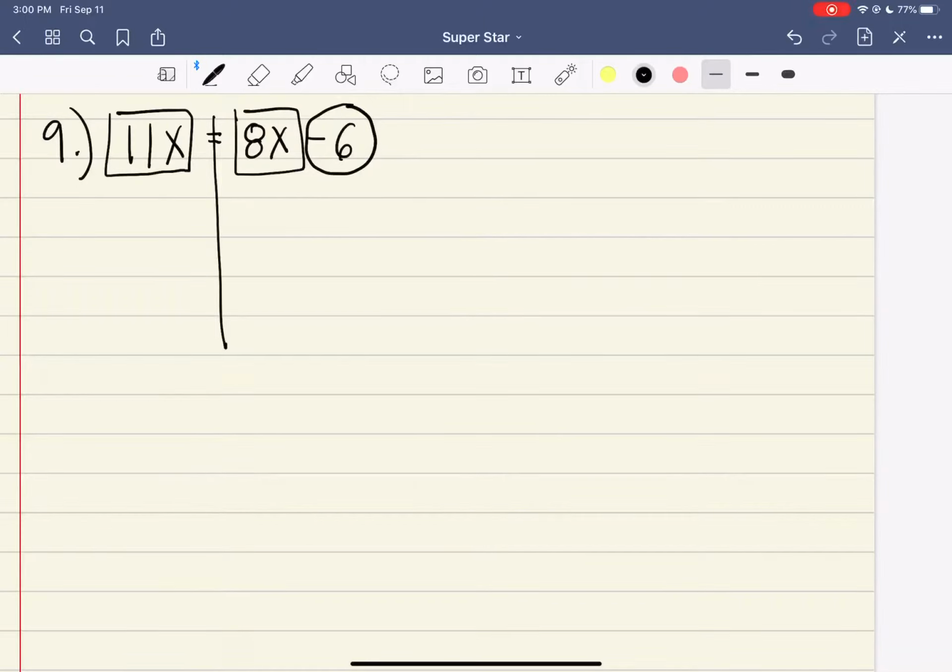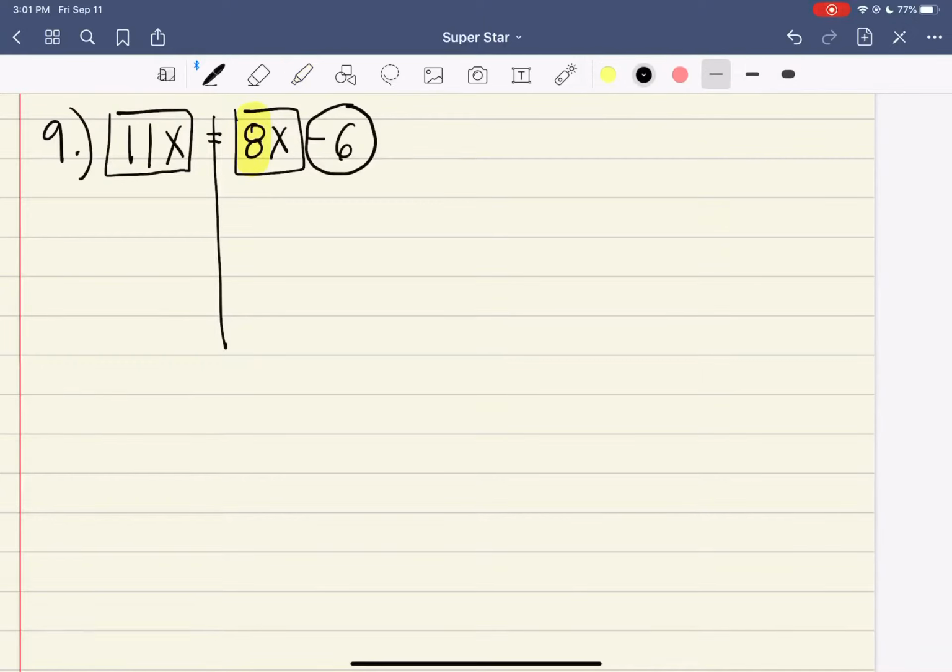So then our second step is to identify if we have variables on both sides, and we have a variable here and a variable here. So that means we're going to have to find our least coefficient, and our least coefficient is going to be here because 8 is smaller than 11. So I'm going to then subtract 8x from both sides.